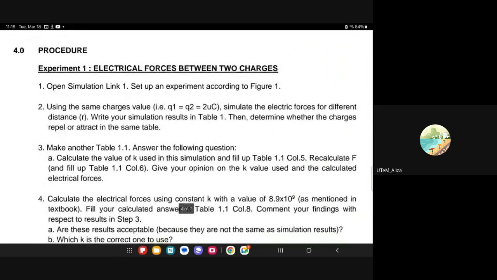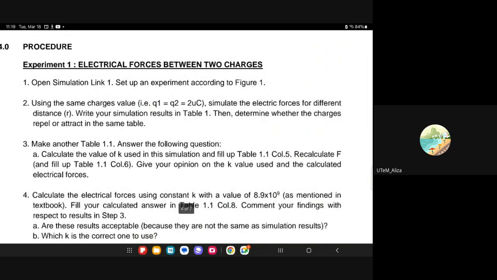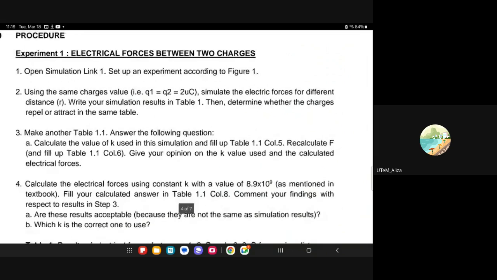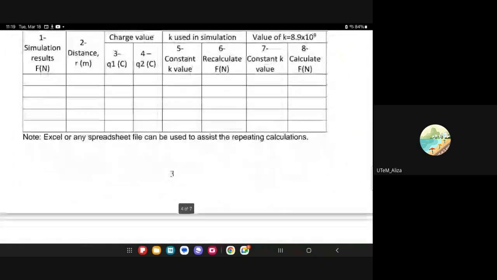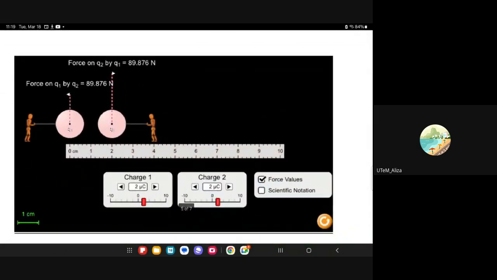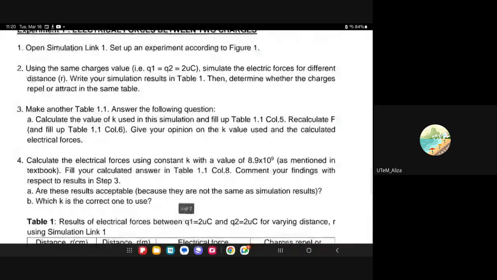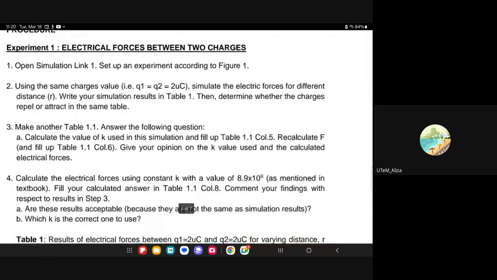So go step by step. Open simulation link 1. Set up the experiment according to figure 1. Figure 1 is given to you, so you need to set up the experiment just like this. Okay, what's next? Number 2, use the same charge value, and the given value is 2 μC.